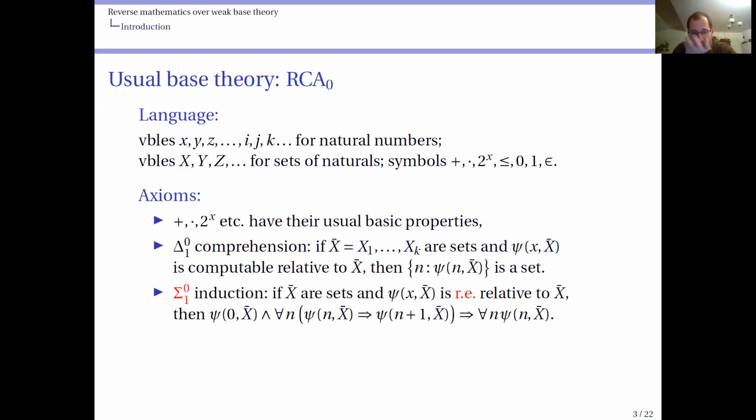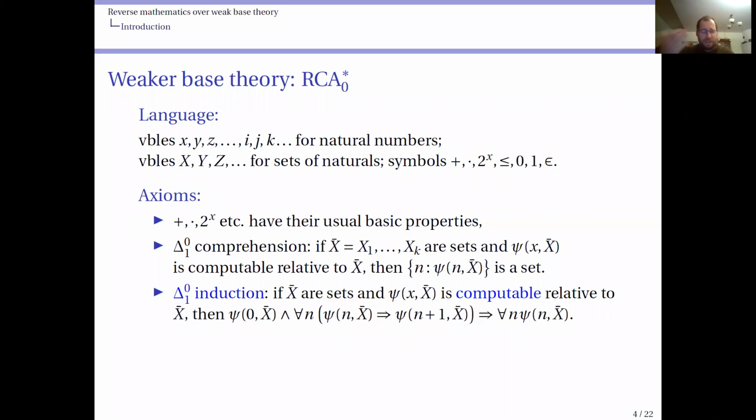And we also need some sort of induction axiom if we want to talk about the natural numbers. And this might be a bit of a surprise if you're seeing this for the first time. We don't have induction for computable properties, but we have induction for CE or RE properties. So if you've got some sets and you've got a property that's defined by a sigma 1 formula using these sets as parameters, so it's recursively enumerable relative to those sets, then you've got induction for it. So the sigma 1 might come as a bit of a surprise. There are sound technical reasons for having the sigma 1 here, but nevertheless, it might be slightly surprising.